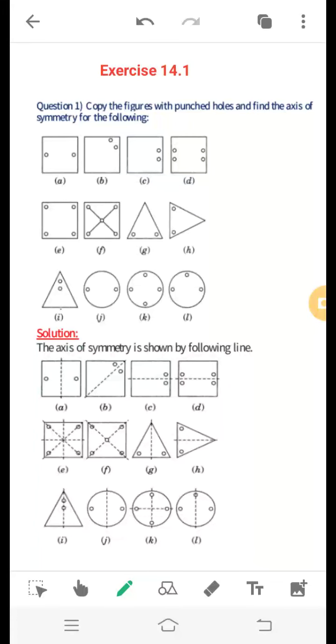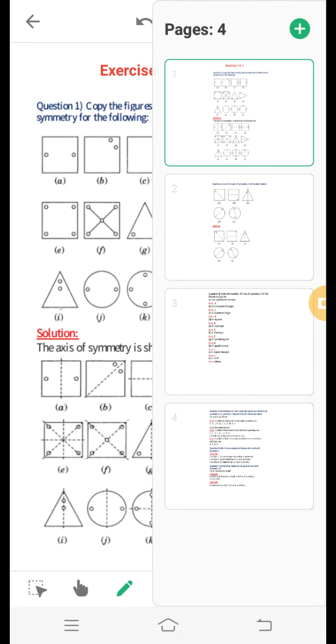Standard 7, Subject Maths, Chapter 14, Symmetry. First of all, let us understand what is a symmetry.